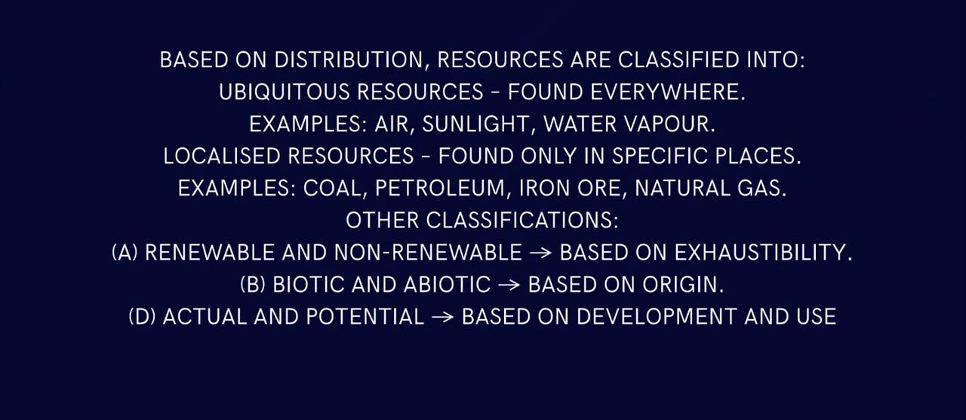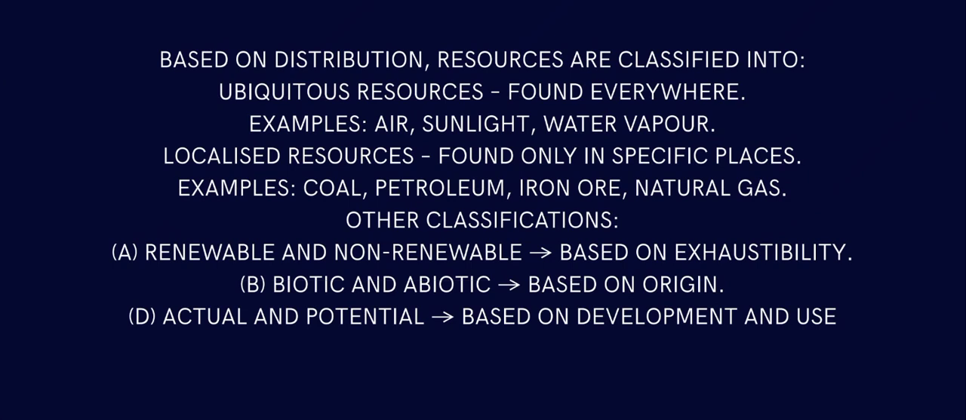Example: air, sunlight, water, paper. Like I said, ubiquitous, that is everywhere outside. Localized is found only in specific places, that is in a certain place. Example: coal, petroleum, iron ore, natural gas, and other classification. Wait a second. Another classification: renewable and non-renewable are what?